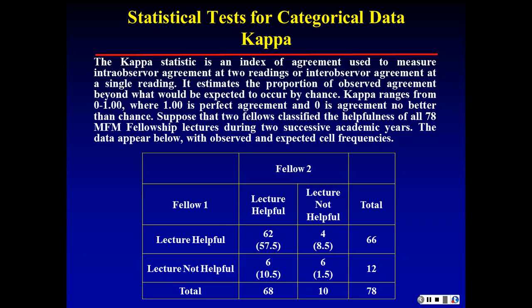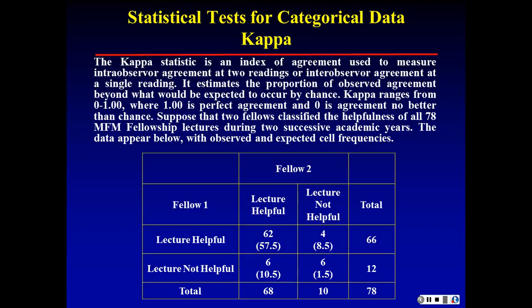Of the 78 lectures, Gary and Suan agreed that 62 were helpful. They also agreed that 6 weren't really helpful. Now the 2 discordant cells are here, where Suan thought 4 lectures were helpful. Gary said, forget it. And then here, Gary actually thought 6 lectures were helpful, and Suan said, no, I don't really think so. So now, if you want to calculate an index of agreement based on this data, you work with 2 things. You work with your observed level of agreement and your expected level of agreement.